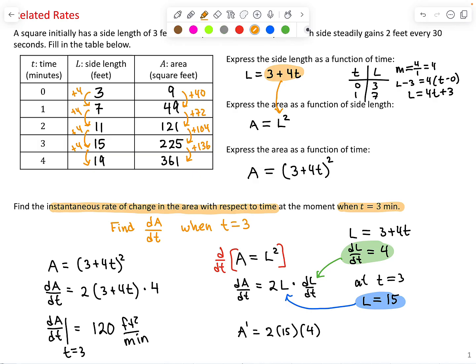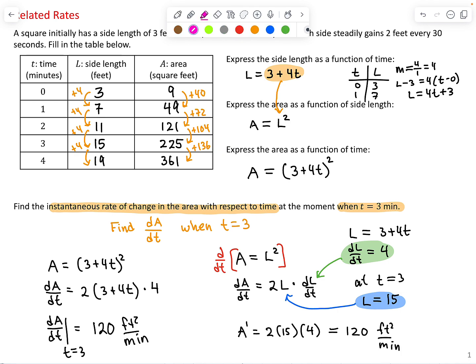Notice this is exactly the structure we had over here. We had 2 times, and then plug in t equals 3. We got 15 here, and then times 4. So these two different methods aren't different fundamentally. They're just using different notations. And of course, this gives us 120, and the units would be square feet per minute.